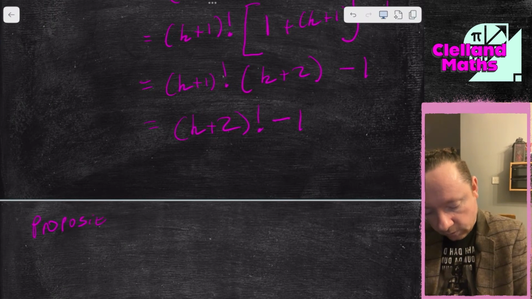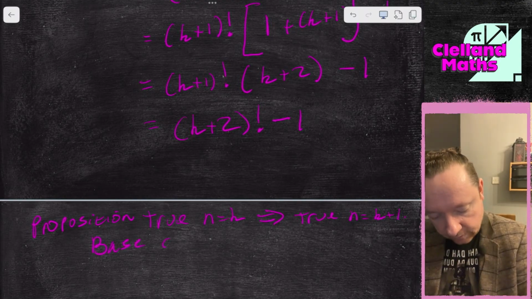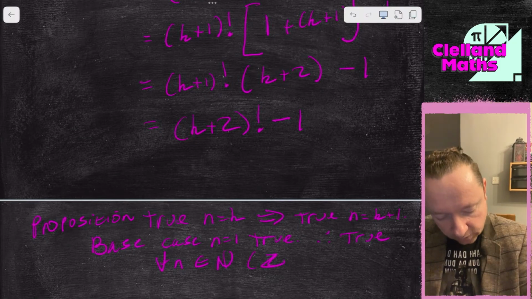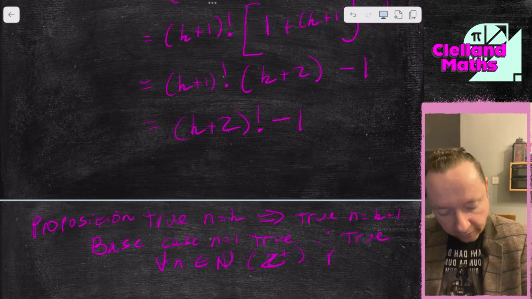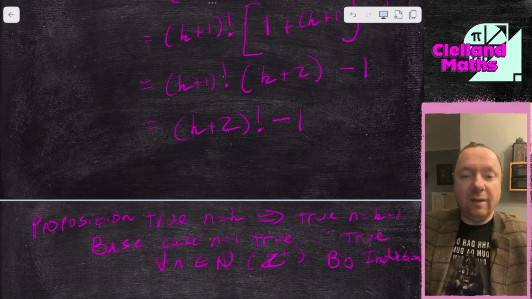Proposition: true for n equal to k implies true for n equal to k plus 1. Base case of n equal to 1 true. Therefore true for all n a member of the natural numbers, or z plus, by induction. I forgot my induction, honestly. I should have probably written that first. So by induction true. But therefore, that's fine enough.